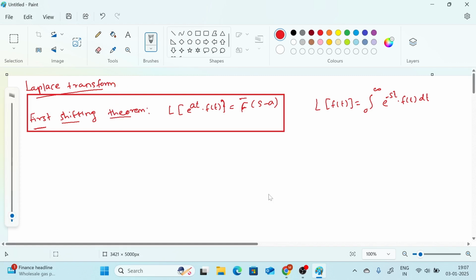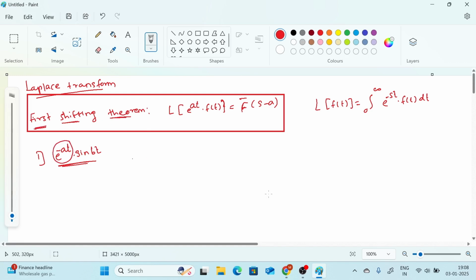So here is the first example. E raised to minus at sine bt, right? Now what we have to do, we have to find the Laplace of this e raised to minus at sine bt. By simply observing this function, you can see here the e raised to minus at term is mentioned, means we have to use the first shifting theorem.